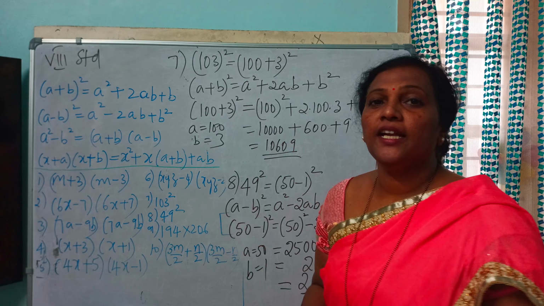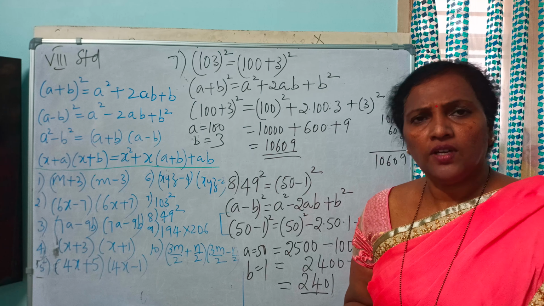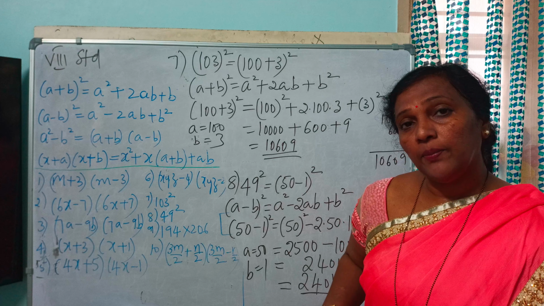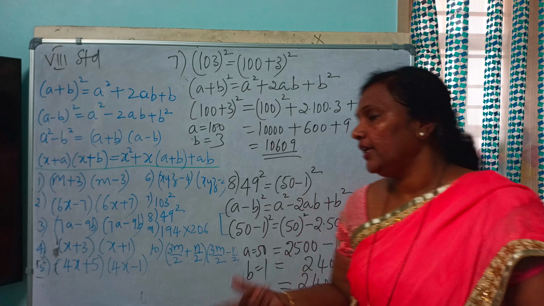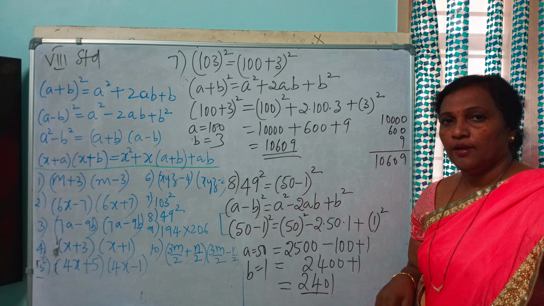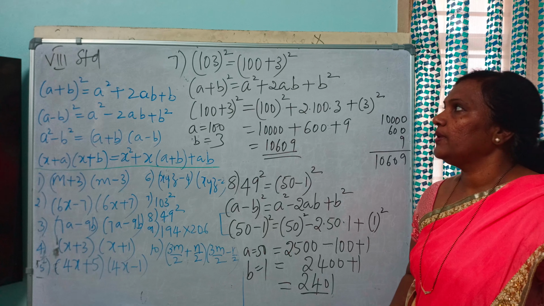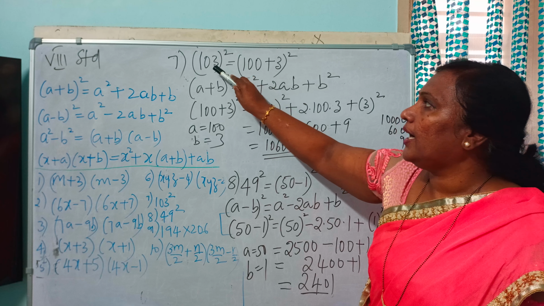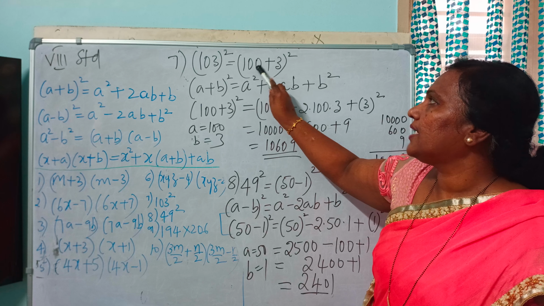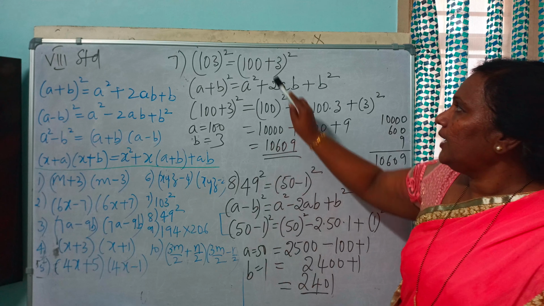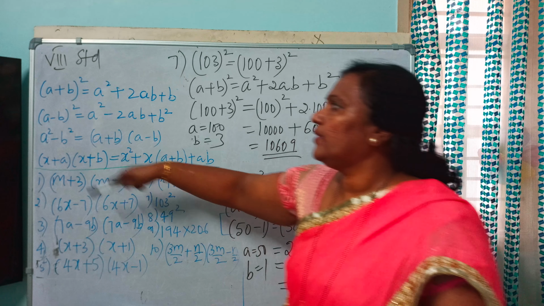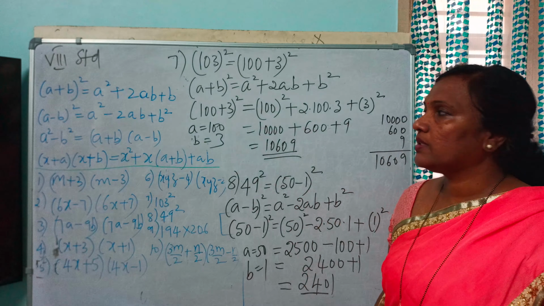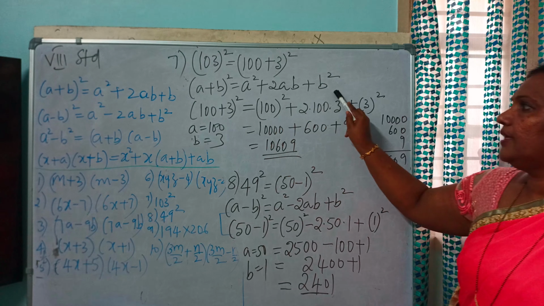Children, here it is 103 whole square. What is the product? You can multiply 103 into 103 and you can get this answer. But by using the identity, how should it be done? 103 whole square, 103 can be expanded like this, 100 plus 3. 100 plus 3 whole square is of the identity A plus B whole square. So I will write that identity.